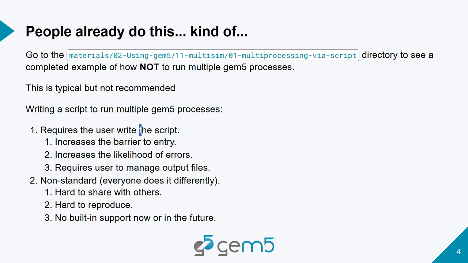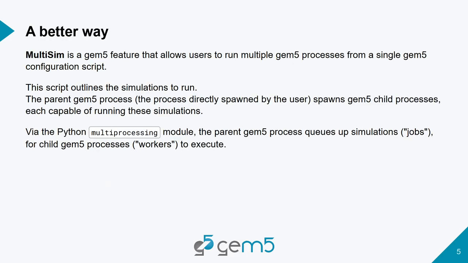What we'd really like is, if one of your gem5 processes fails, for the user to be notified and then able to rerun immediately or inspect what's wrong, gather more data about that process, figure out what's wrong and improve their experimentation. You can't do that if everyone's writing their own little scripts that are slightly different in various ways. So the better way is MultiSim. It's a feature that allows users to run multiple gem5 processes from a single gem5 configuration script.